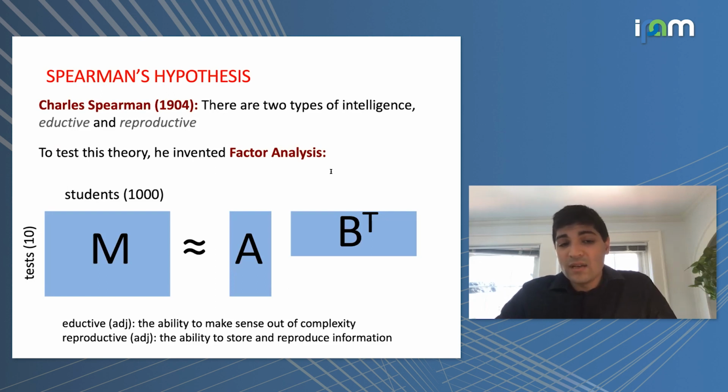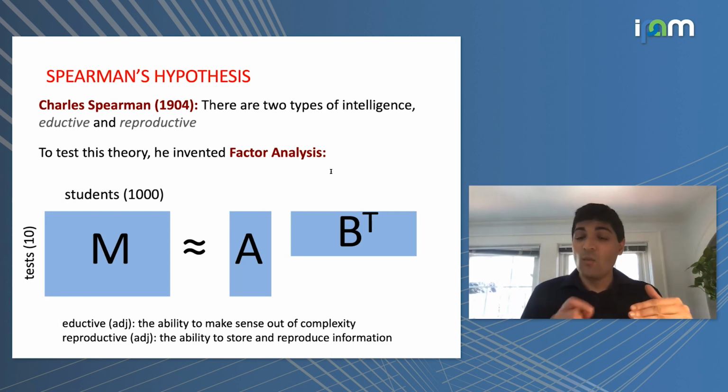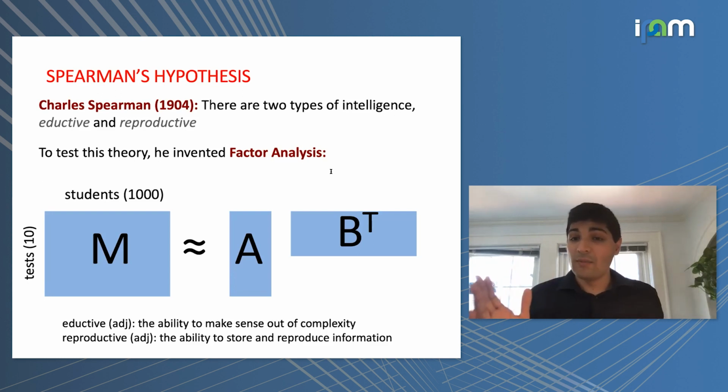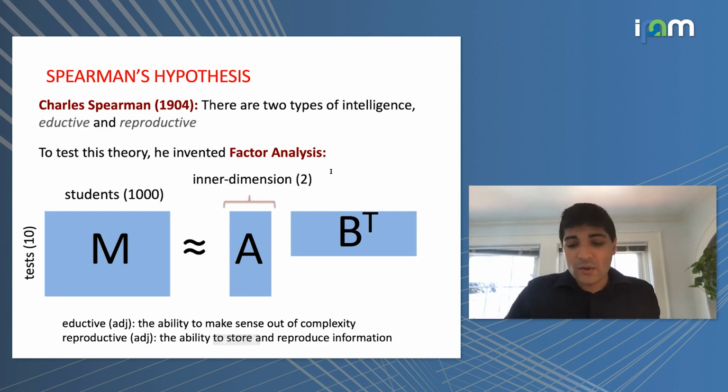What he believed was that this matrix could be approximately represented as the product of 2 other matrices. And the critical thing was that this first matrix A has only 2 columns, and the second matrix B transpose has only 2 rows. So what he believed was that this hidden decomposition would tell you for each test, the corresponding row in A would tell you to what extent that test tested these 2 different modes of intelligence. And each column in B transpose would tell you for each student what their abilities were in these different modes of intelligence. So here, the inner dimension of this factorization that he was looking for was 2.